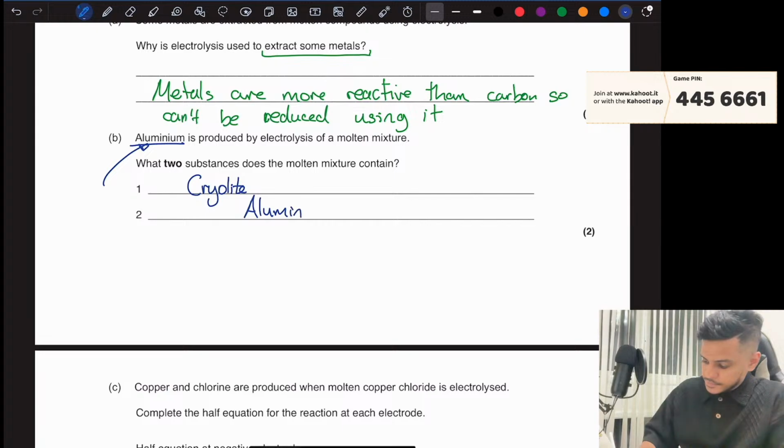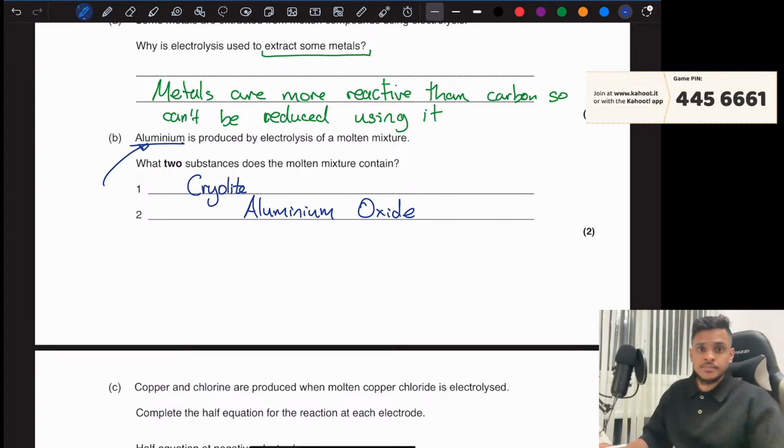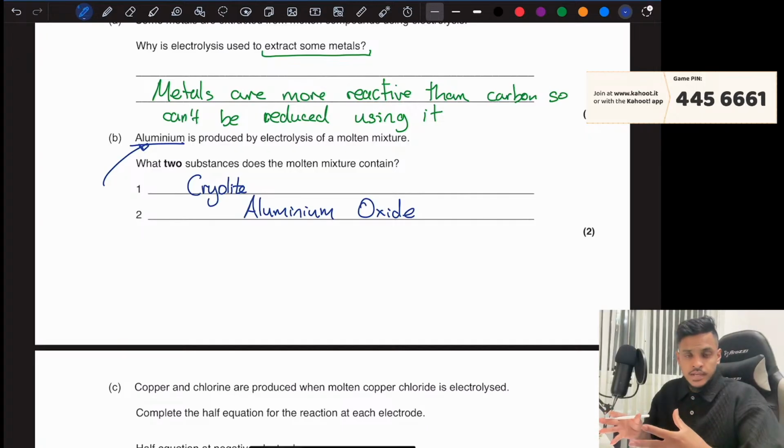So let me explain that. Remember what the whole process of this is. We are trying to extract metals. How do we get metals? We dig up a rock called an ore. In that ore is the oxide version of that metal. So if it's aluminium, there's aluminium oxide in that rock. We take the aluminium oxide and melt it so that we can use electrolysis on it. The problem with melting it on its own is that it has a very high melting point, so it needs a lot of energy to melt. So we mix it with something called cryolite, which lowers its melting point and makes it much cheaper to melt.